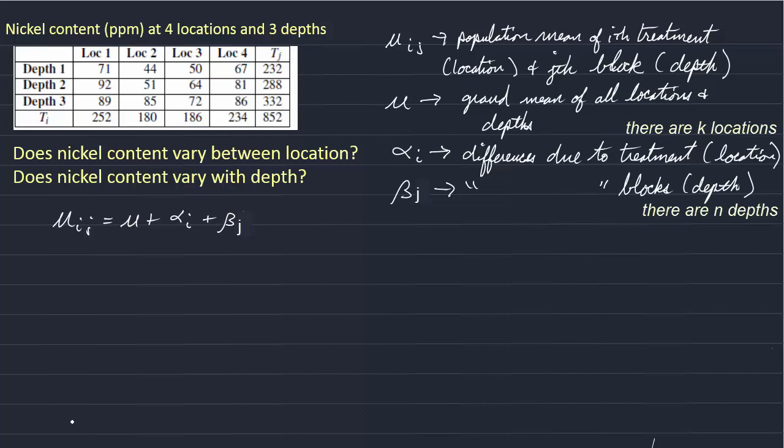And we can define 2 null hypotheses. The first is that alpha 1 equals alpha 2 equals alpha 3 equals alpha 4. Those are all 0. The differences are all 0. And the second null hypothesis is that all the block effects are 0.